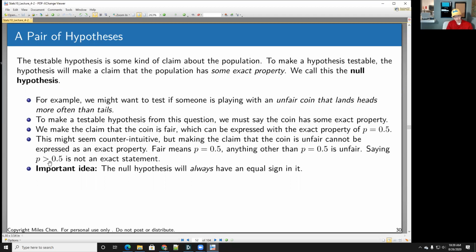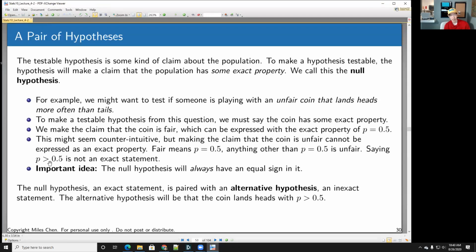And so one idea that I think is helpful is that when you make the null hypothesis, the testable claim is that it's always going to have an equal sign in it. And then you pair the null hypothesis with the alternative hypothesis, which is going to be an inexact statement. In this case, the null hypothesis, which is the statement that we're testing, is that the coin is fair, and we're going to pair it with the alternative hypothesis that it's unfair and that it lands heads more often than tails, that P is greater than 0.5.